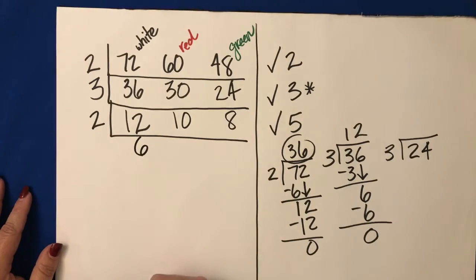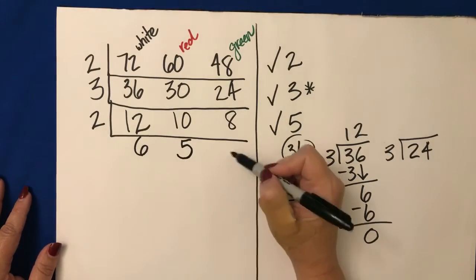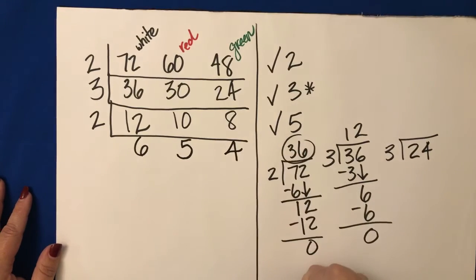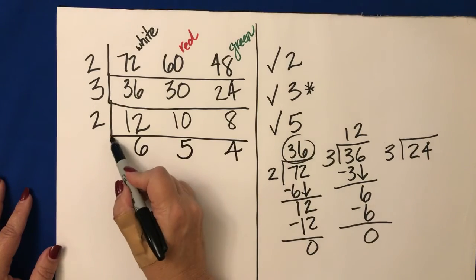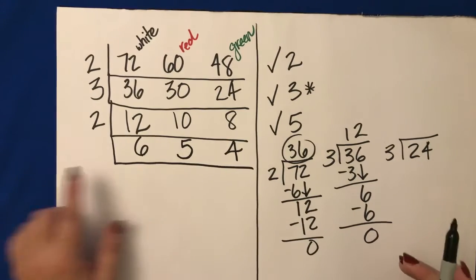2 times 6 makes 12. 2 times 5 makes 10. And 2 times 4 gives me the 8. All right, there's my step in the ladder. So we have a 6, 5, 4.